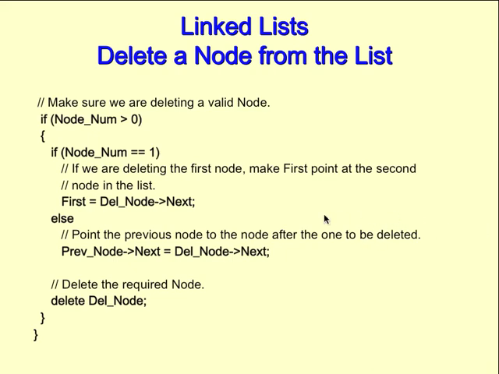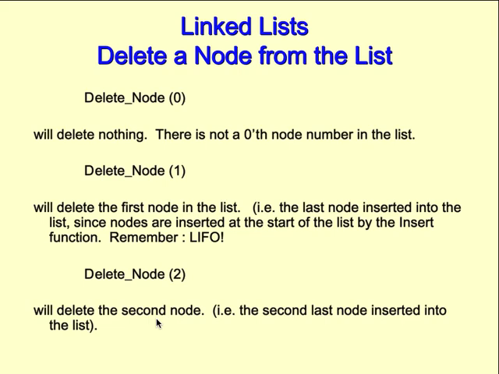So delete the required node. If you say delete and the name of the pointer variable, it follows the pointer to the memory and actually deletes the memory that it's allocated to. It does not delete the variable, just deletes the memory that delete node, as a particular node item, is pointing to. Delete node 0, if we follow through the functionality of this particular method, was going to delete the number of the node that we've assigned to it. So we'll delete nothing. There's not a zeroth node number in the list.